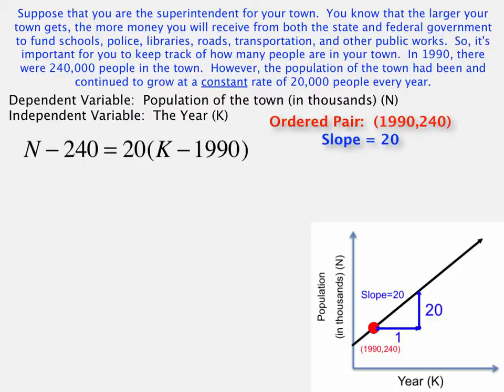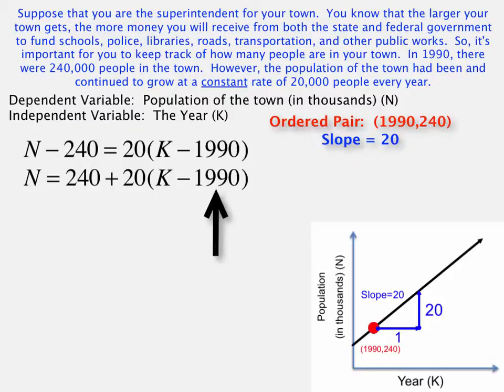And remember before how we talked about there are multiple ways of writing this exact same equation. And in this case, my favorite way to write it is as n equals 240 plus 20 times the quantity k minus 1990. Here it's clear that in the year 1990, there were exactly 240,000 people in the town. 240,000 people is kind of like the starting value of our population in the year 1990. And that of course this number grew by 20 every year. Of course that 20 represents 20,000.